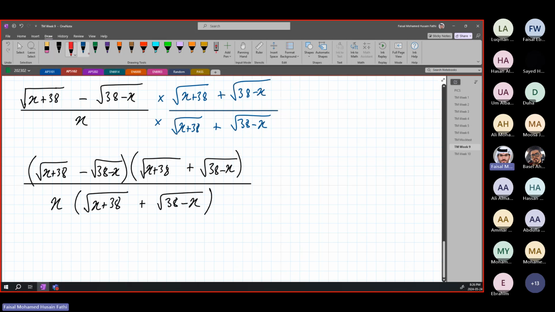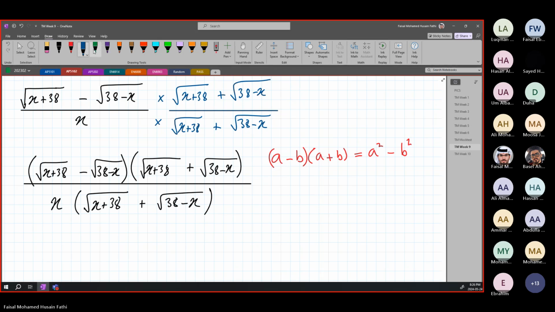Now we have this form, a minus b times a plus b equals a squared minus b squared. So our a value is the square root of x plus 38, and our b value is the square root of 38 minus x. Again, this is our b value, and this is our a value, same as in the equation.